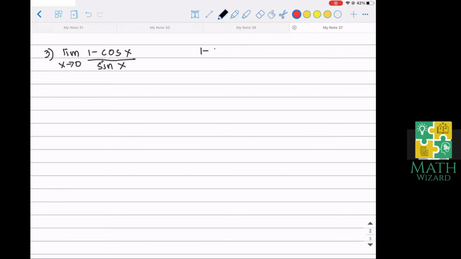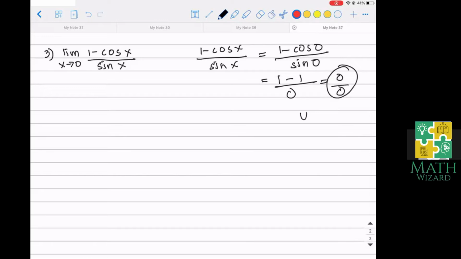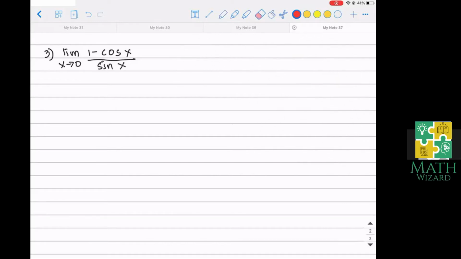Ipakita ko na lang. So this is 1 minus cosine x over sine x. Palitan natin yung x ng 0, it becomes 1 minus cosine 0 over sine 0. So 1 minus cosine 0 is 1, over sine 0 ay 0. So this is 0 over 0, and this is undefined. Undefined or does not exist. Kaya ang gagawin natin, we need to use a formula and yung skills natin when it comes to manipulating trigonometric identities. Okay, so ano kayang gagawin natin for us to find the limit of this problem? So we have 1 minus cosine x over sine x.